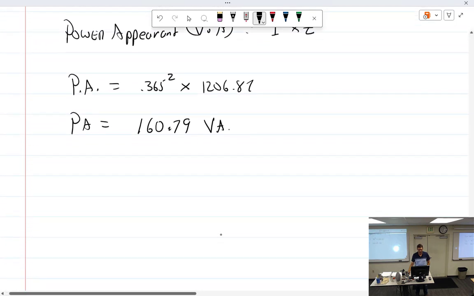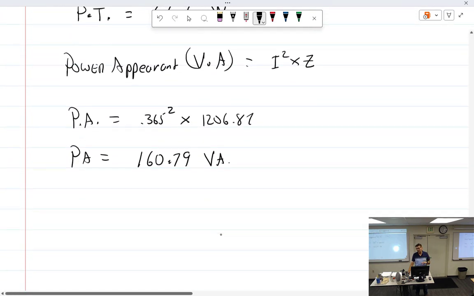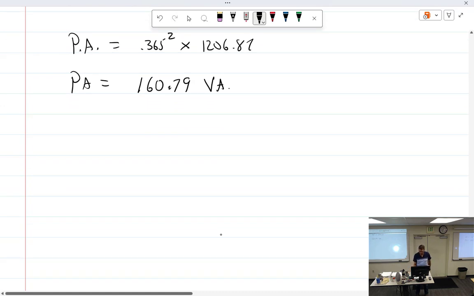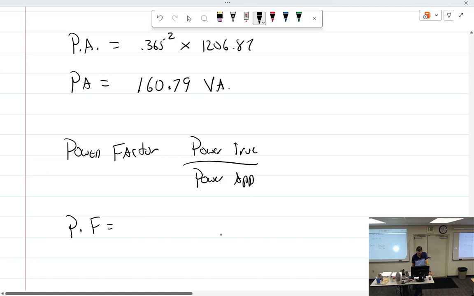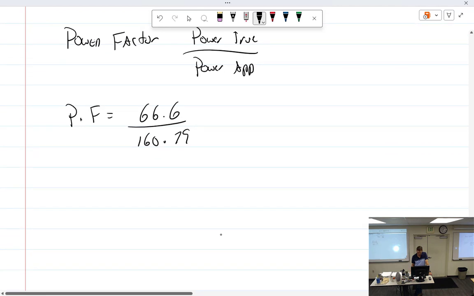All right, power apparent. So we've got power true. Now we have power apparent. So the next thing we want to do is power factor, which is power true over power apparent. So the power factor equals 66.6 divided by 160.79.